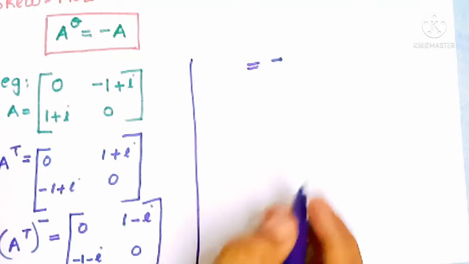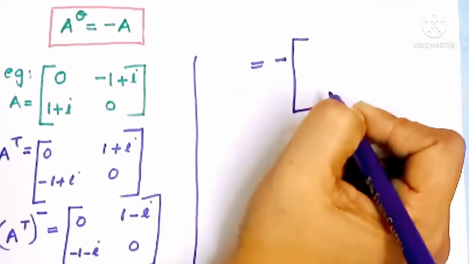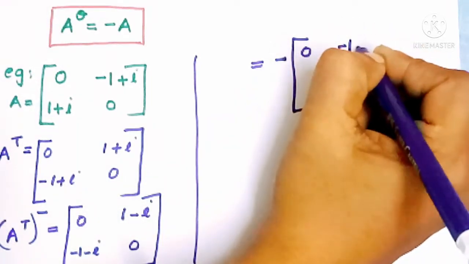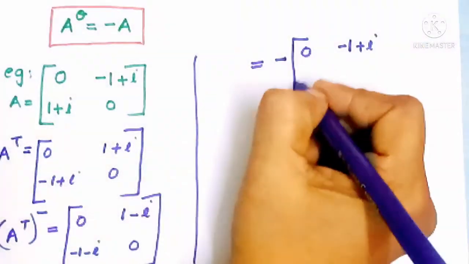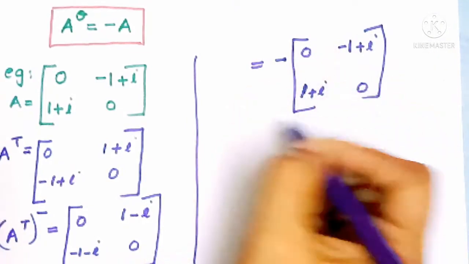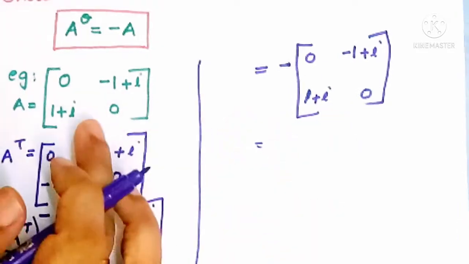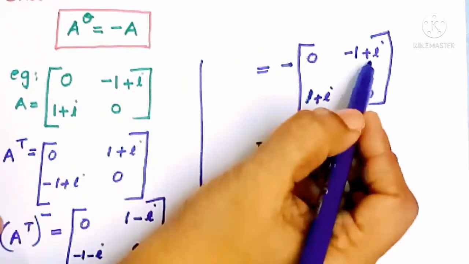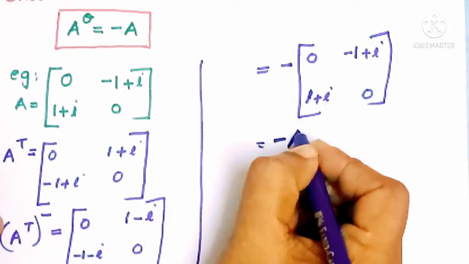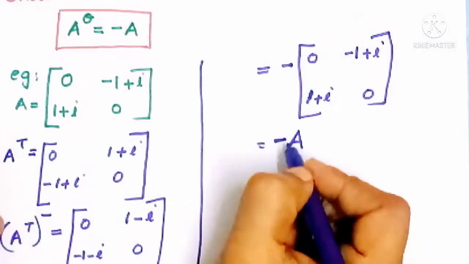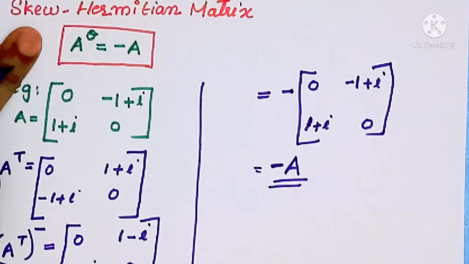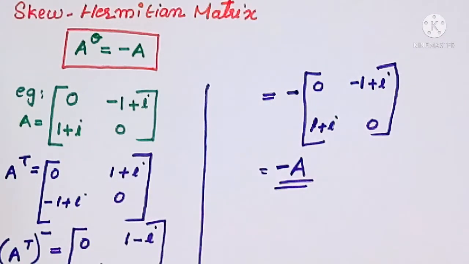Minus, here 0. Here minus 1 plus i. Here 1 plus i. Here it becomes 0. We can check this matrix with matrix A: 0, minus 1 plus i, 1 plus i, 0. Here we have minus. So we can write that it should be equal to minus A. Then we can call this matrix a skew Hermitian matrix. What is the condition of a skew Hermitian matrix? A theta is equal to minus A.